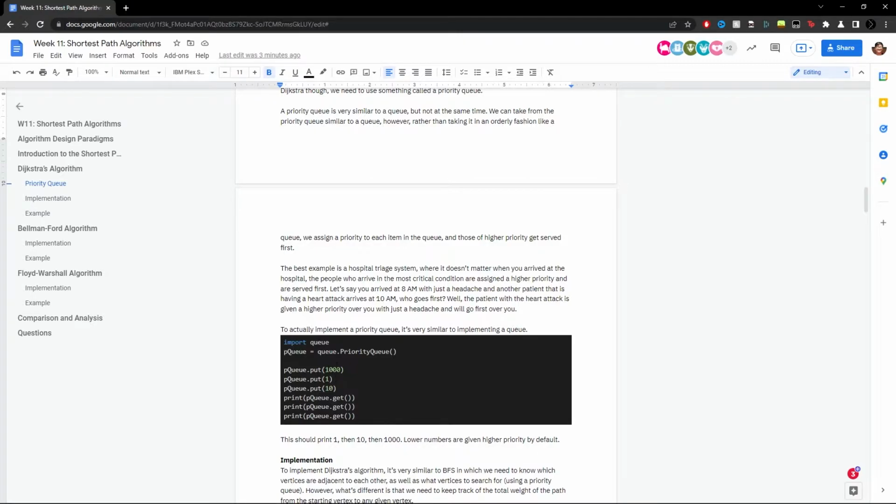priority. So if I put 1000, then 1, then 10 into a priority queue, what I should get out is 1, then 10, then 1000. So by default with queues in Python, the lower numbers are given a higher priority.